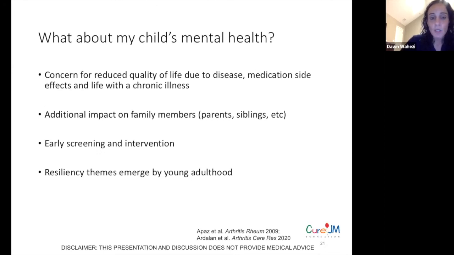And then just one slide about the mental health. So again, there is concern for any reduced quality of life due to having a chronic illness, due to the side effects, due to changes in appearance. And so really early screening and becoming involved with that is very important from the beginning. Also being mindful of the impact on other family members. And then just knowing that we've looked into this and, even though it may be challenging for the children early on, we really have seen that by the time they become young adults, they have a lot of resiliency, which is amazing to see.